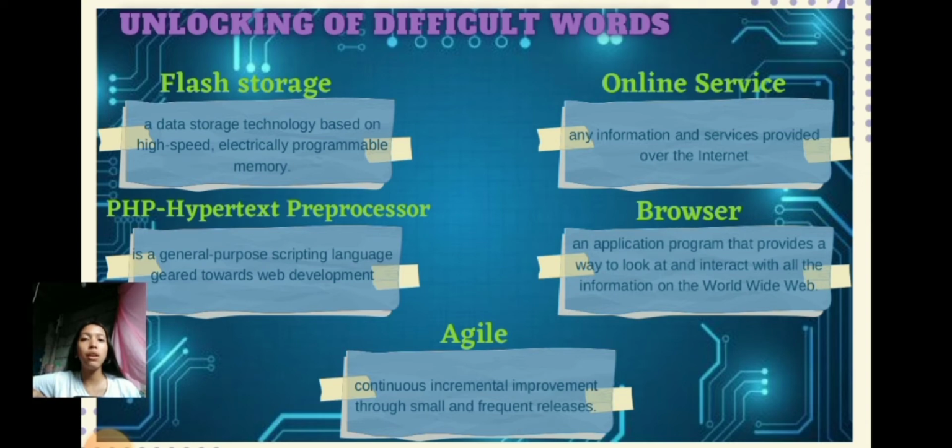Next, we have here the online service. It is any information and services provided over the internet. So, it is any kind of information that is provided by the internet or any kind of transaction that involves the internet. Next, we have here the PHP, also known as Hypertext Preprocessor. It is a general-purpose scripting language geared towards web development.